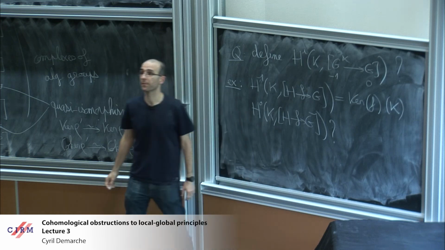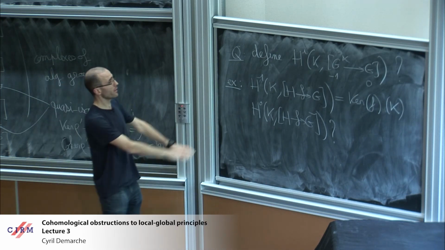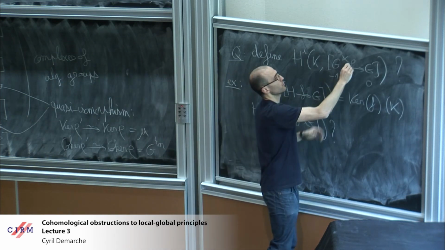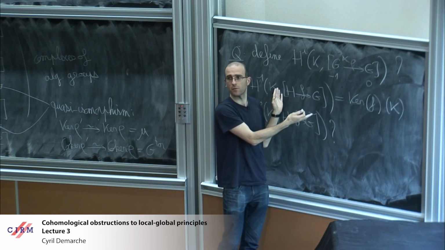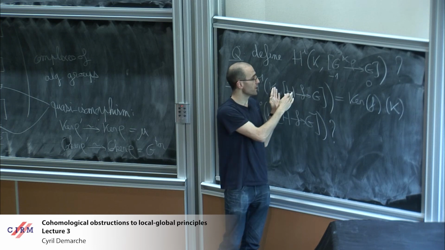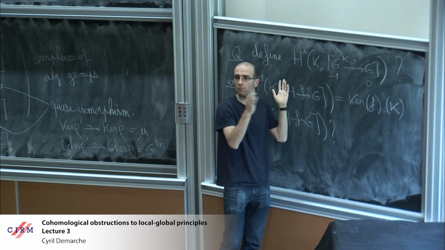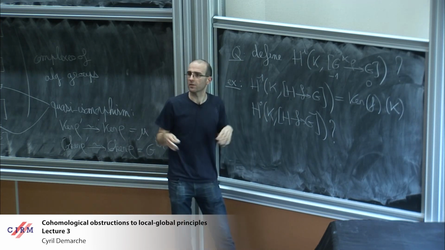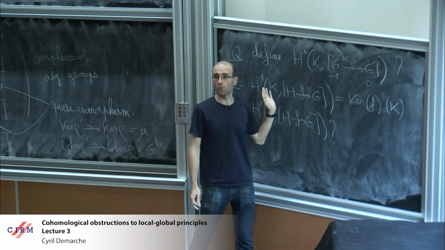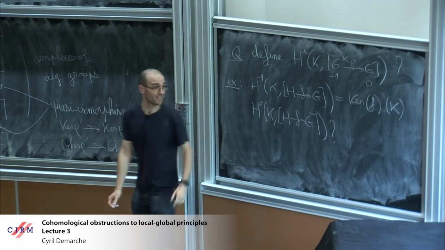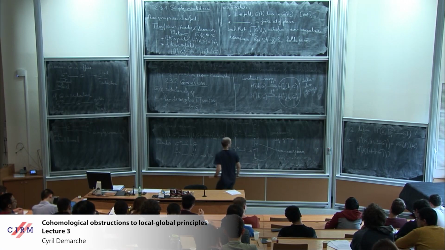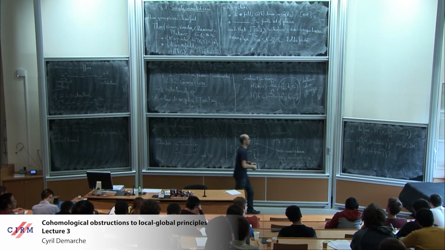Sorry? What was that? So here, I want to define this in this setting, and in fact, the definition can be made for any morphism of algebraic groups. So H and G are algebraic groups, or even etale sheaves, or whatever you want. And F is a morphism of groups. Okay? So let's give the definition of this one.